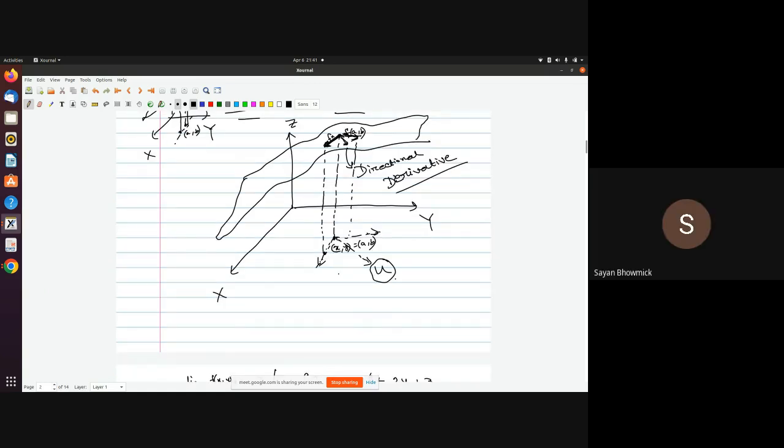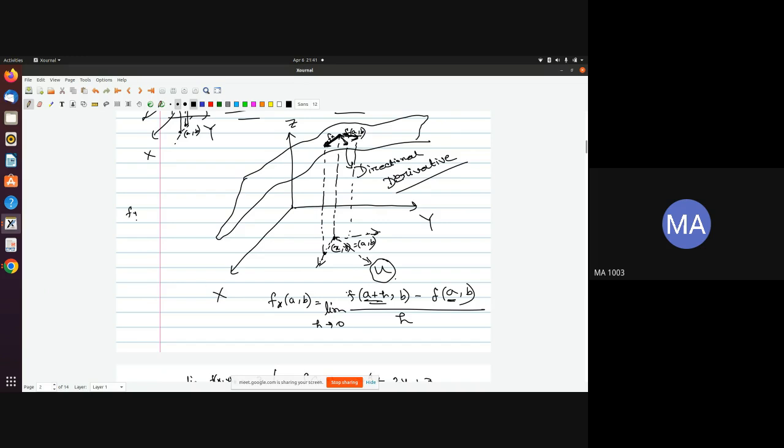Yes, sir, this diagram is clear. Great. So if (a, b) is basically along the x-axis, we only focus on x. Along the x direction, what is the change? The same type of definition I am writing, if you can see. Only along the x direction I am calculating the change; the y direction is fixed.